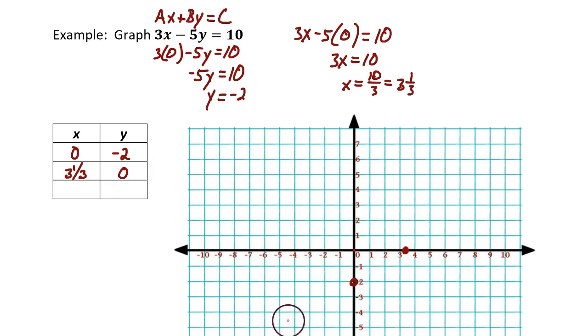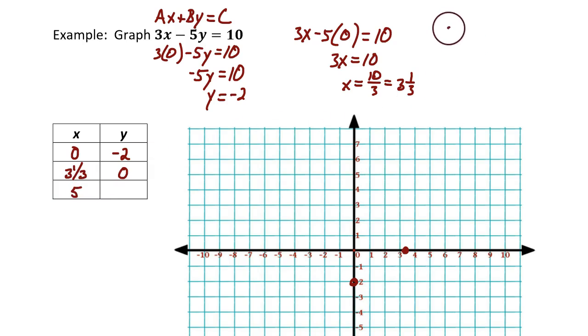Having 2 dots is enough to visualize the line going through at an uphill angle. But let's follow the recommendation of the book and find one more dot. Let's choose another value for x. I'm going to choose 5.